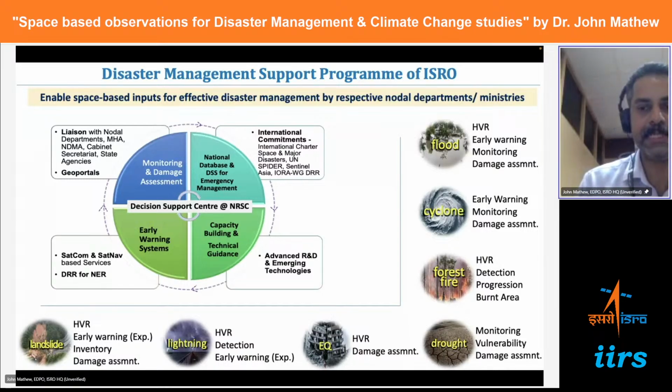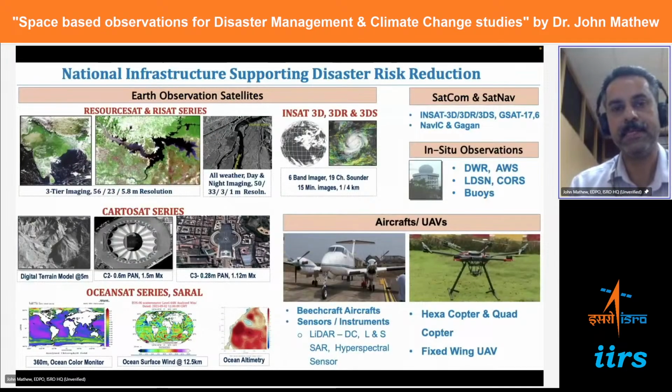And I have indicated the major disaster types that are being supported by our program: floods, cyclones, forest fire, drought, landslides, lightning, and earthquakes. These are the major disaster domains that are being addressed by the department. So I'm moving to the next slide.